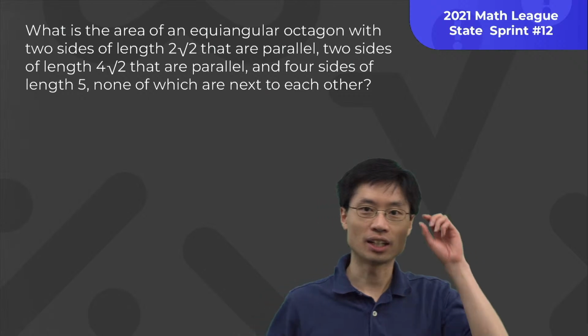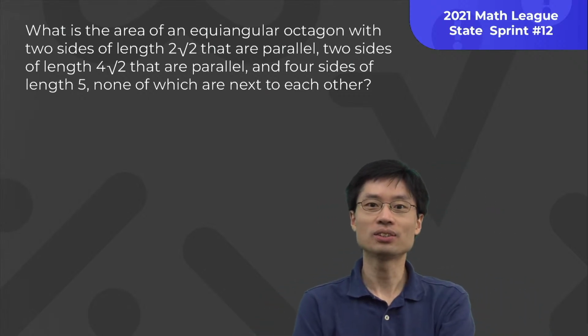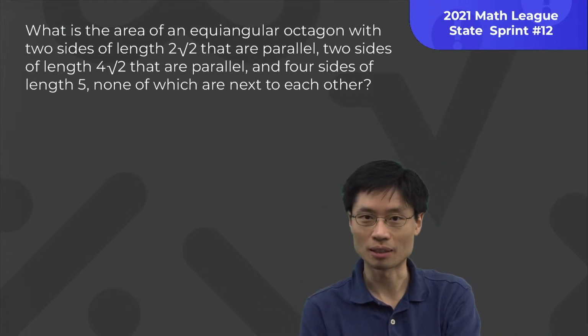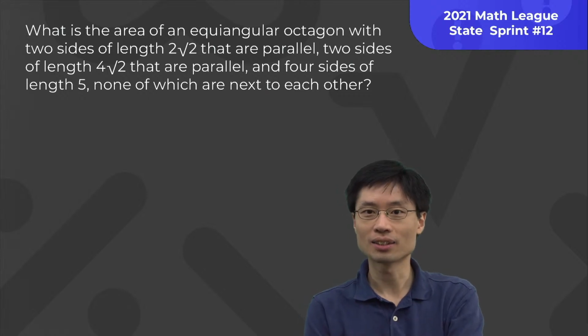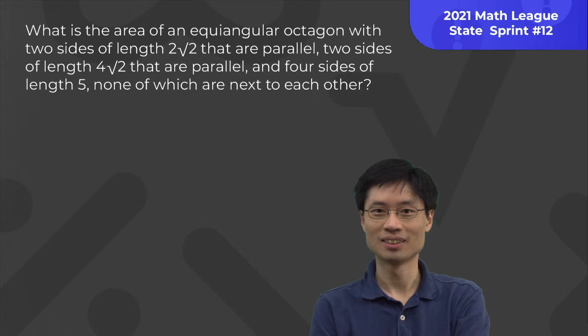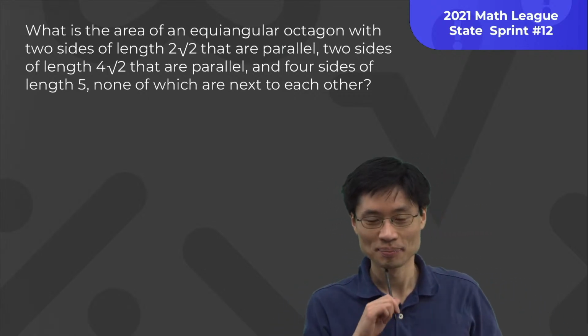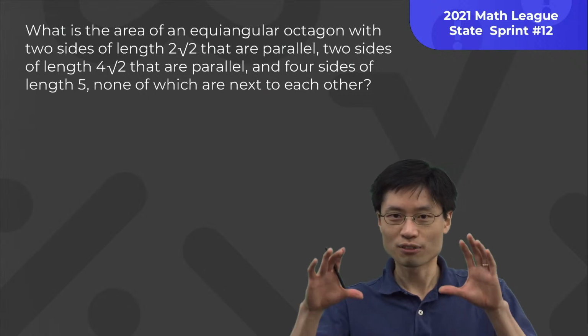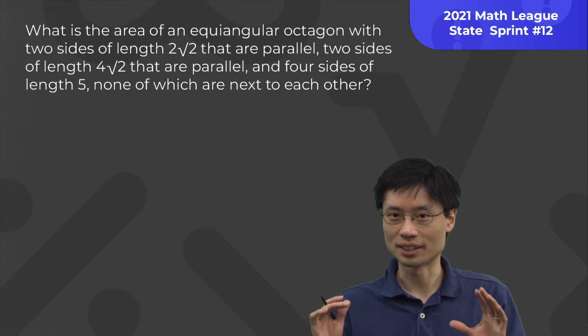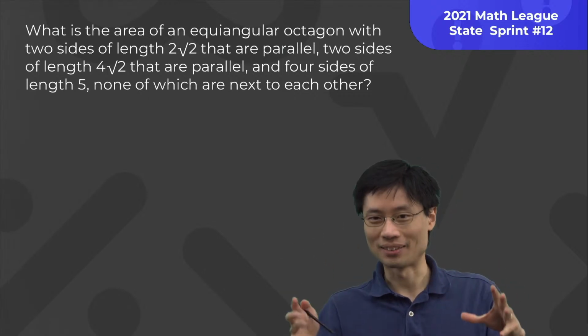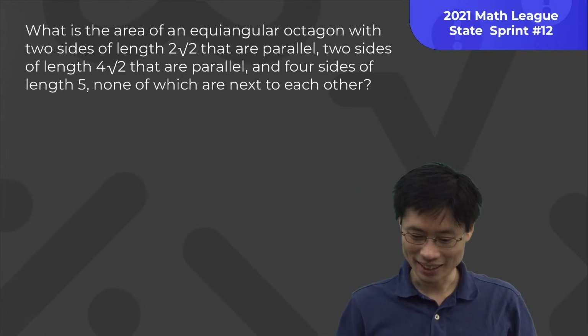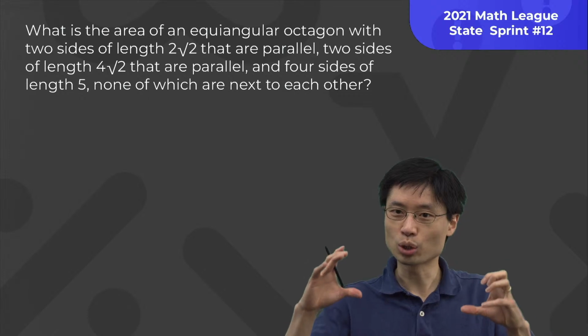What is the area of an equiangular octagon with 2 sides of length 2 root 2 that are parallel, 2 sides of length 4 root 2 that are parallel, and 4 sides of length 5, none of which are next to each other? Whoa. Okay, first I need to understand what this looks like. Okay, so it's got 4 sides of length 5, none of which are next to each other. That's like a stop sign, right? So in that case, it's like a really smooshed up stop sign.